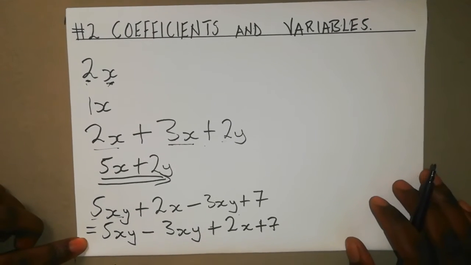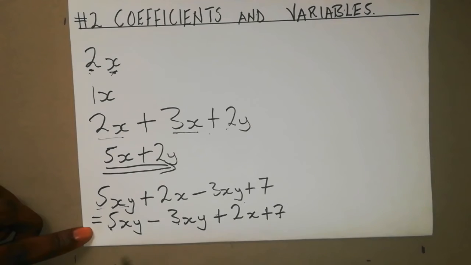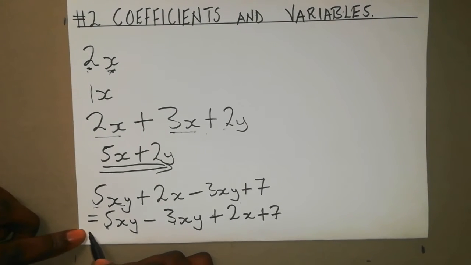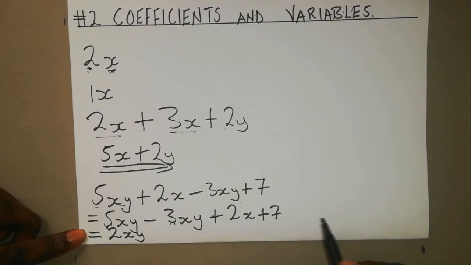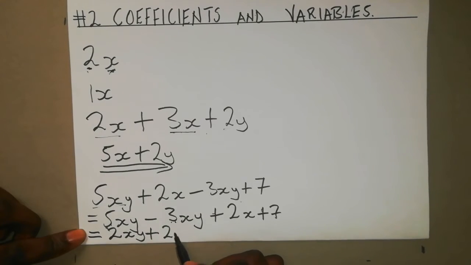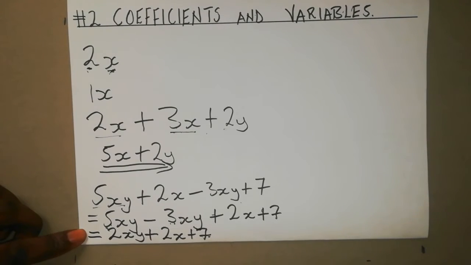So what you have to understand here is, as you proceed, you just have to subtract this 5 and 3. There's nothing that you are going to do with these variables. So at this stage, your final answer will be equal to 5 minus 3, that's 2. So we're going to have 2xy. Then these are also unlike terms, so we're going to take them as they are. So it's plus 2x plus 7. That's your final answer.